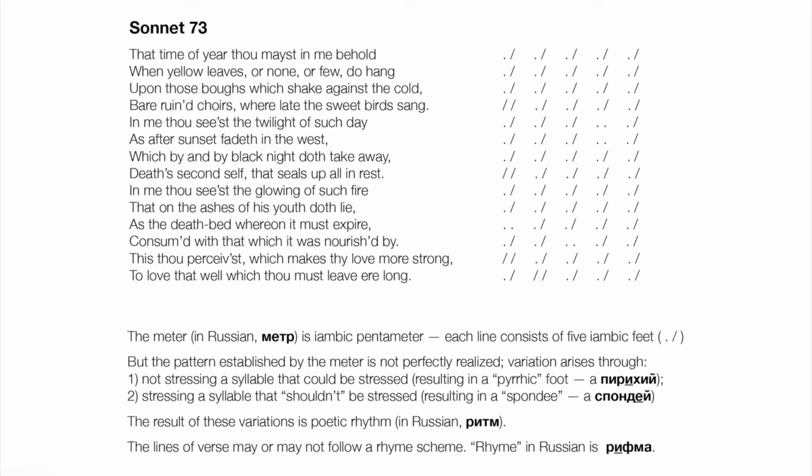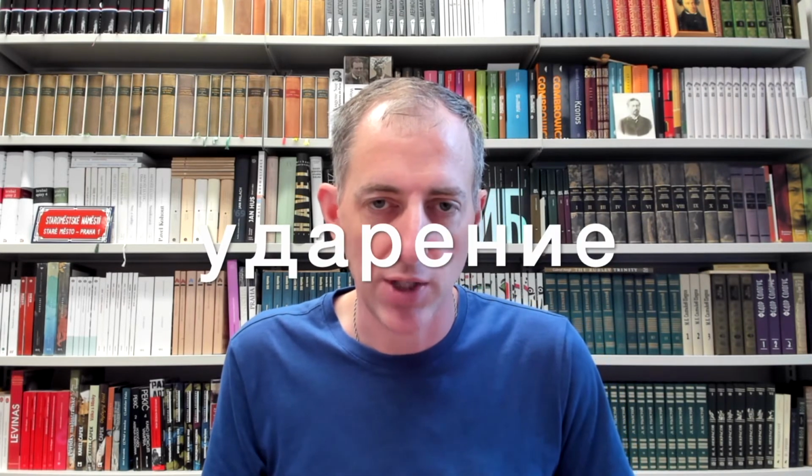Now, we should say that, as we know, stress in English is a lot weaker than in Russian, so this pattern may actually not be quite as readily apparent when we're reading English poetry as it will be when we read Russian, right? Because the Russian ударение, the stress, is so much more emphatic, more forceful than English.